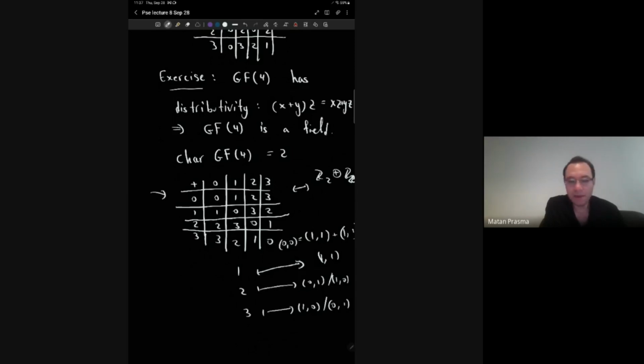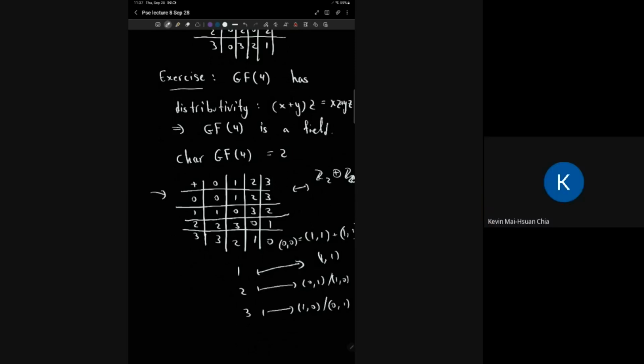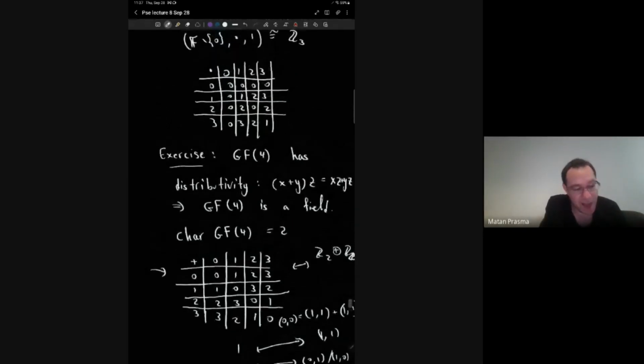Is this clear? Yes, thank you. So I advise you, this is a good exercise to convince yourself that this satisfies all the axioms of the field. So I gave you now explicit addition and multiplication tables. It's a bit tedious, but not too much. It's certainly feasible. You can check all the axioms of a field.